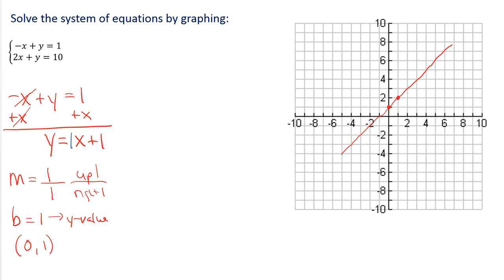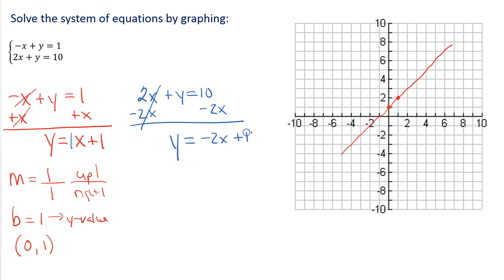All right. Now, in blue, let's graph the second line. So we have 2x plus y is equal to 10. And I want to solve for y again. That's the easiest way to graph a straight line. So I'm going to subtract 2x from both sides of the equation. My 2x's cancel there. I have y equals. Now I could write that as 10 minus 2x, or I could write it as negative 2x plus 10.